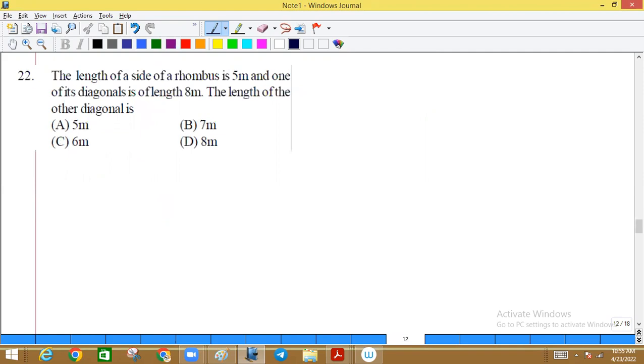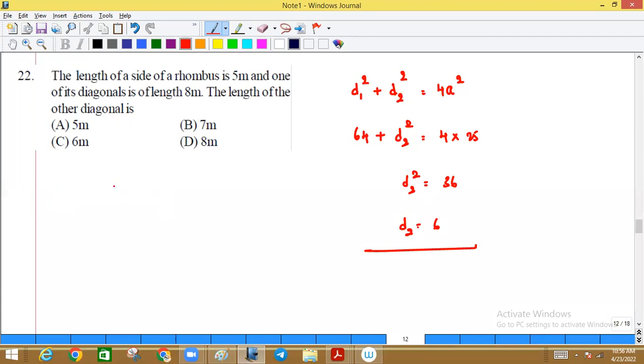The length of a side of a rhombus is 5 meters and one of its diagonals is of length 8 meters, then the length of the other diagonal. You remember the relation between the diagonals and the side. D1 square plus D2 square of a rhombus is equal to 4A square. D1 square is 8 square, 64, plus D2 square, 4 into 25. Therefore, D2 square is equal to 100 minus 64, 36. D2 is equal to what? 6. Right angle triangle also works. The moment you see this is 5, half of the diagonal is 4. Therefore, this is 3. So 3 plus 3 is 6. That is also fine.